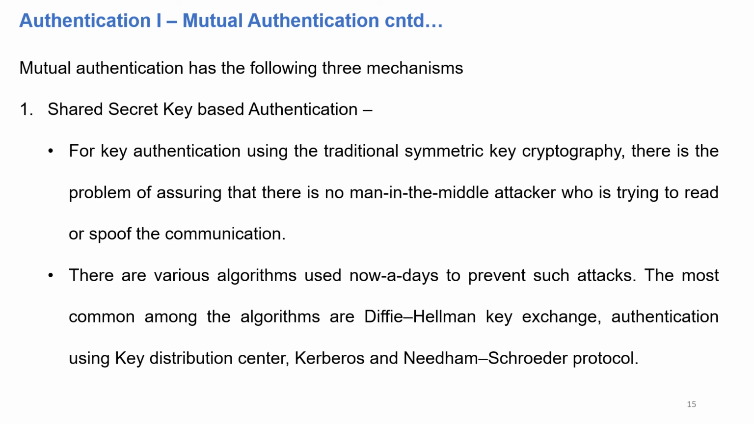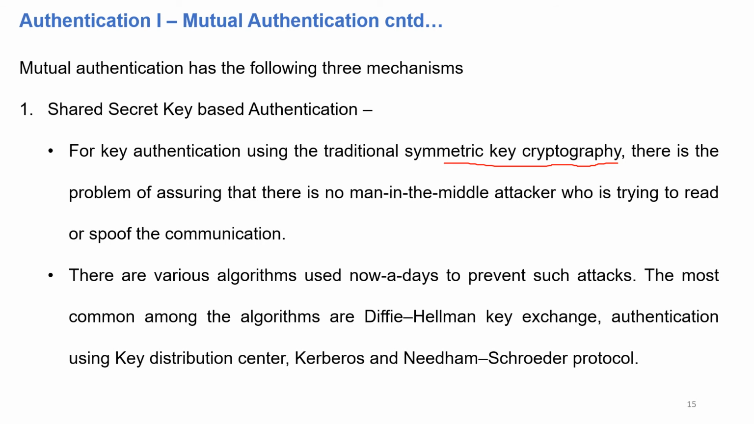Now mutual authentication has three mechanisms. The first one is shared secret key based authentication. In shared secret key based authentication, you have one secret key shared by the sender as well as the receiver. It is done using traditional symmetric key cryptography. Here there is a problem of assuming that there is no man in the middle attacker who is trying to read or spoof your communication. So that is one of the disadvantages of the shared secret key, in fact.